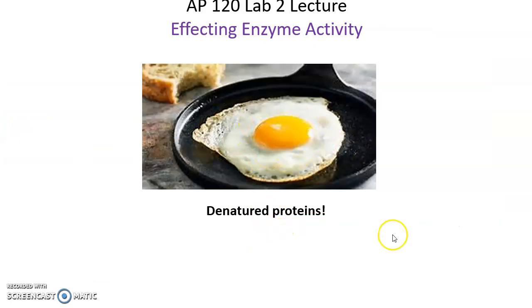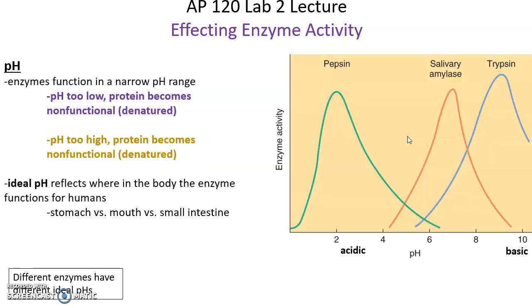So denaturing enzymes. You take an egg, you fry it, the egg changes colors. That's proteins in the egg whites of the egg getting denatured. And after you do that, you can't undo it. Denaturing a protein is permanent. You can't unfry the egg.